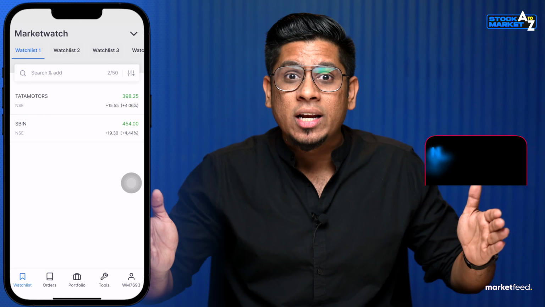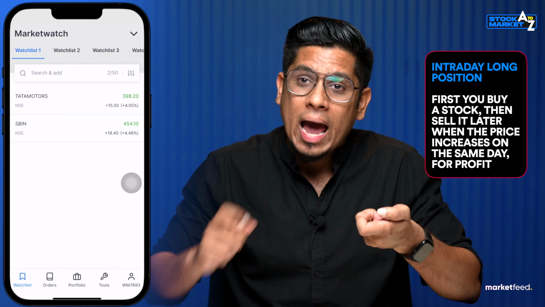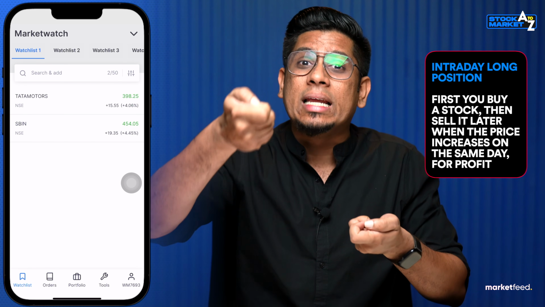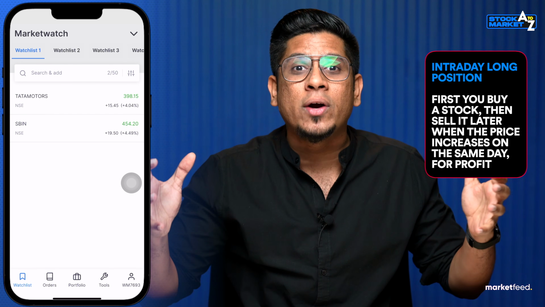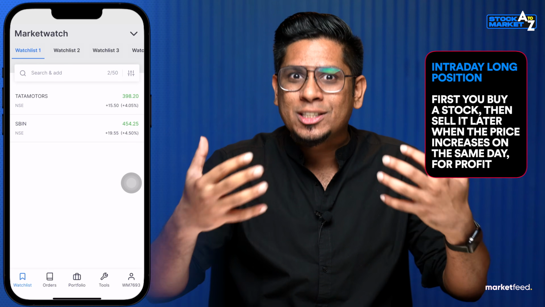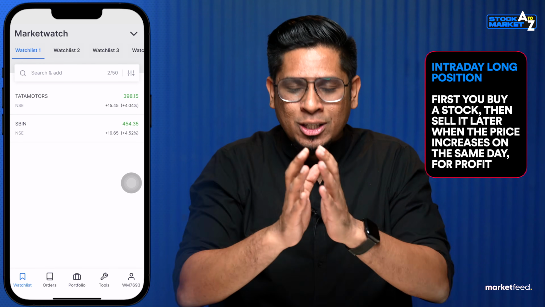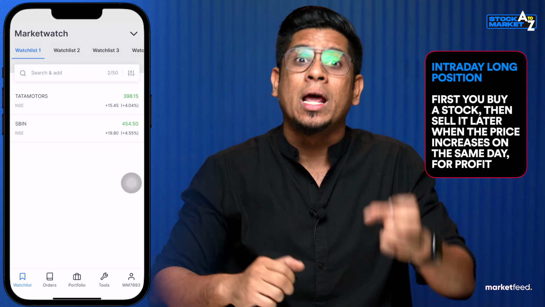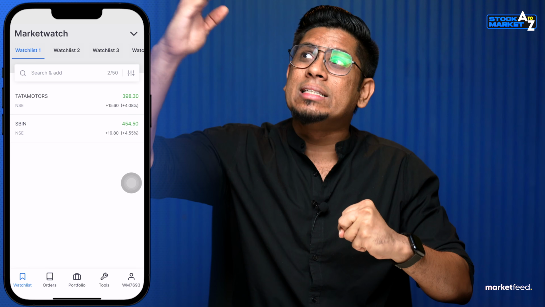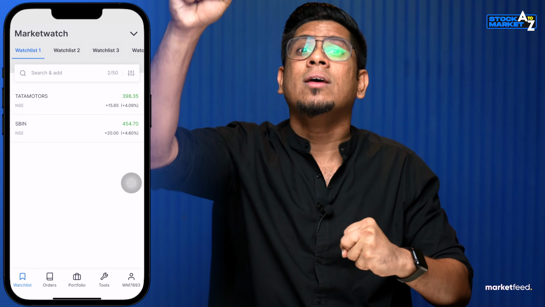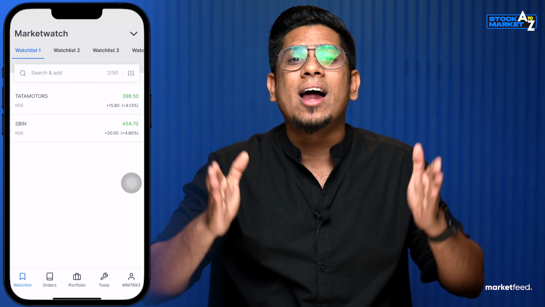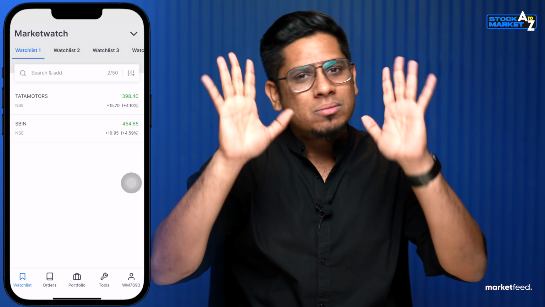A long position is when you buy a stock and later when the stock price increases, you sell it for a profit. You sell it on the same day. That is where it becomes an intraday trade, right? So a long position is nothing but buying first, and when the price increases, you sell it for a profit on the same day. It is an intraday long position. So now you understand that.